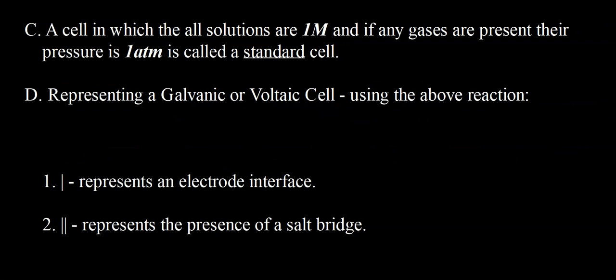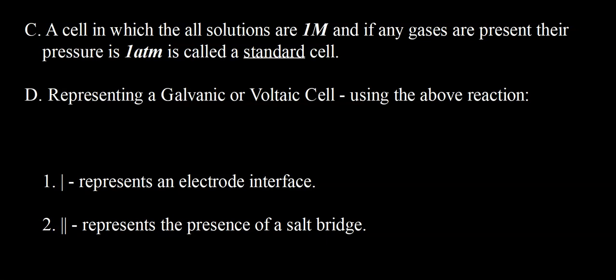So letter C, this will be important later on. A cell in which all the solutions are 1 molar, and if there are any gases present, the pressure is 1 atmosphere, is known as a standard cell. Later on, we'll be talking about standard electrode potentials or standard cell potential. So just know that usually we're talking about galvanic cells where the electrodes are placed in solutions that have a concentration of 1 molar.